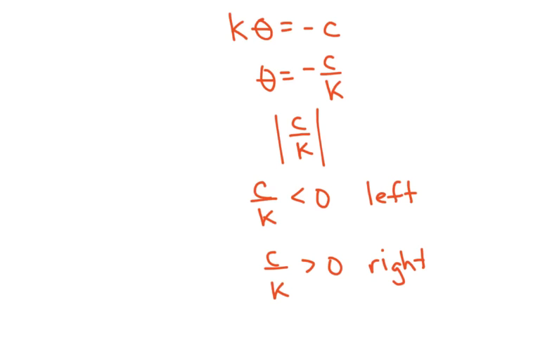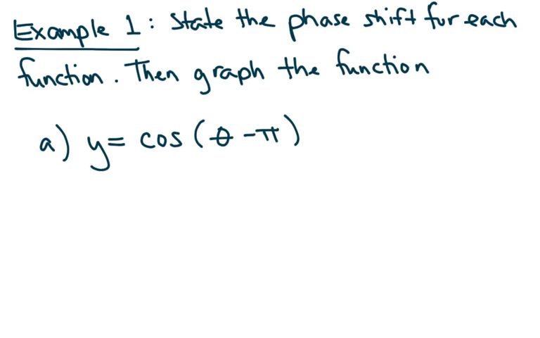Let's do an example of this. Now remember, when we graph, we're only going to graph one period of each of our functions. So I'm going to give you a little way to figure out where you're going to start and end your period when you move the graph left and right. So let's state the phase shift for each function and then graph the function. In order to find the phase shift, you're going to take what's inside the parentheses, set it equal to 0, and then solve for theta.